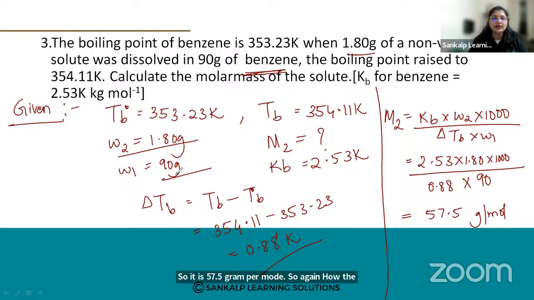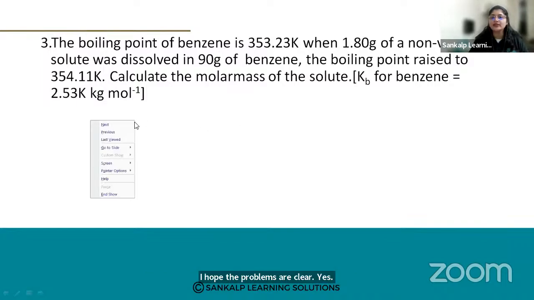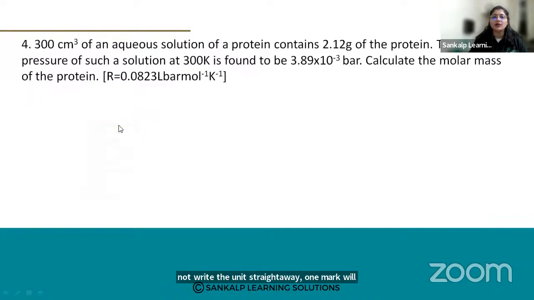So again, how the marks are given? 1 mark for the correct formula, 1 mark for the substitution, and 1 mark for the answer with the correct units. Okay. I hope the problems are clear. So if you do not write the unit, straight away 1 mark will go. Whether your answer is right also, but still if you do not write the unit, 1 mark will go.